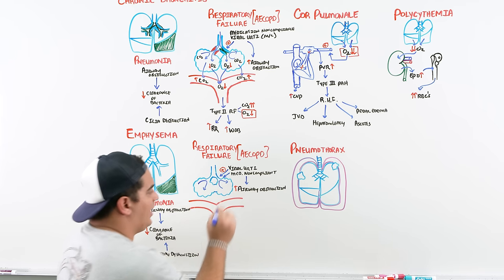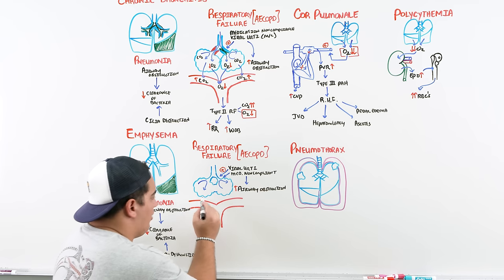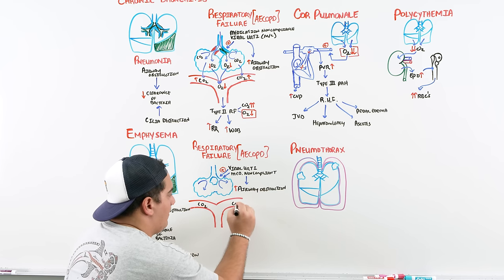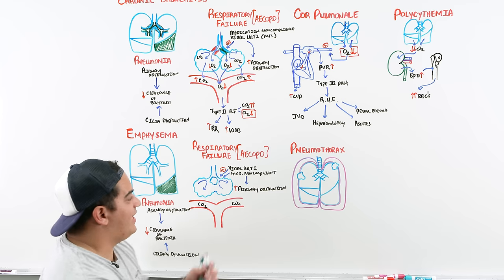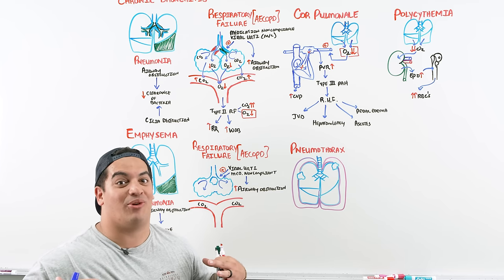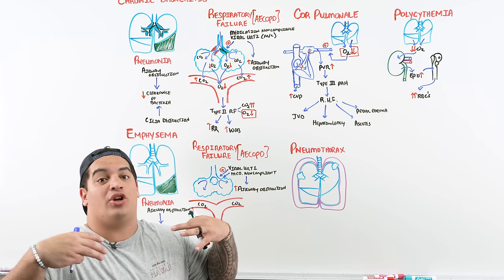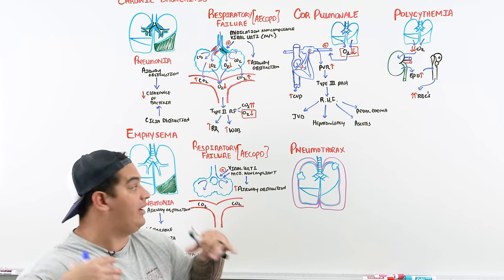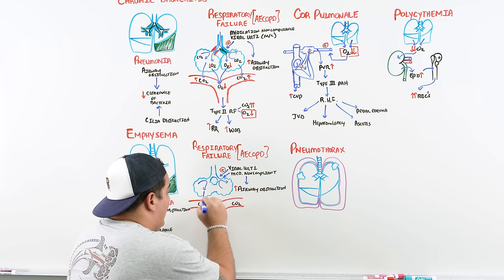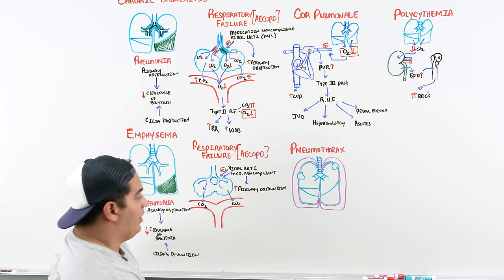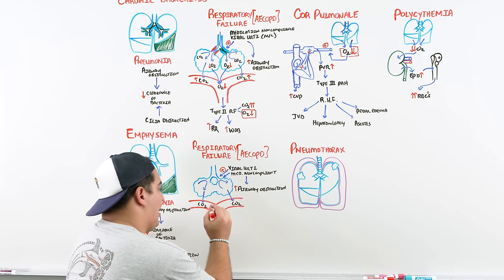CO2 is really hard to get out. And if I can't get CO2 out, it'll build up within the bloodstream. Okay? And that's because, again, why? Their lungs are super hyperinflated because of the airway obstruction, so they can't take a deep breath in and can't generate a good tidal volume. So they hypoventilate. And if that's the case, they can't actually get the CO2 out, so it builds up. What's that called again? Hypercapnia.